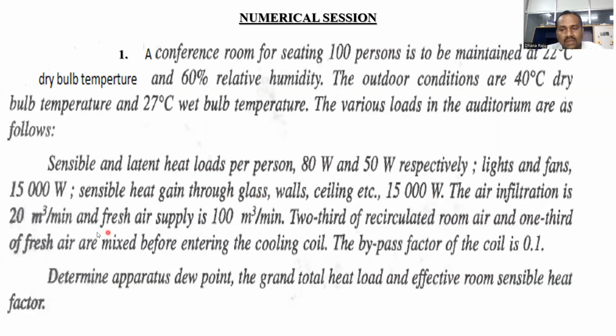Air infiltration load is given as 20 meter cube per minute. Fresh air supply is 100 meter cube per minute. Two-thirds recirculated room air and one-third fresh air are mixed before entering the cooling coil. This is important: in the earlier problem it was after the cooling coil, here it is before the cooling coil. Bypass factor is also given as 0.1. Determine ADP, grand total heat, effective room sensible heat factor.